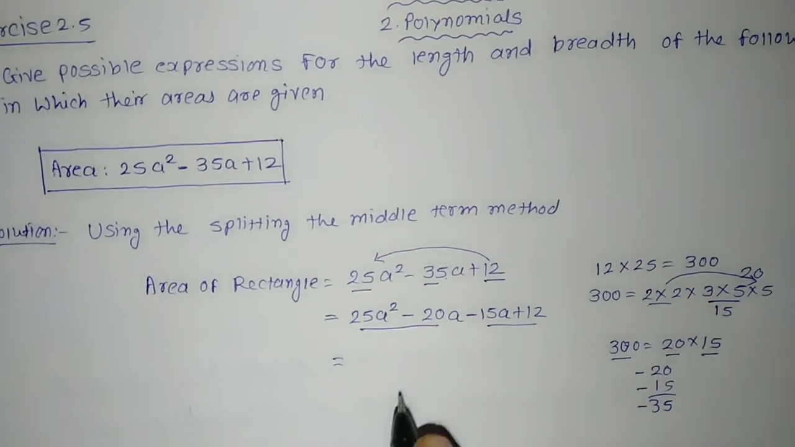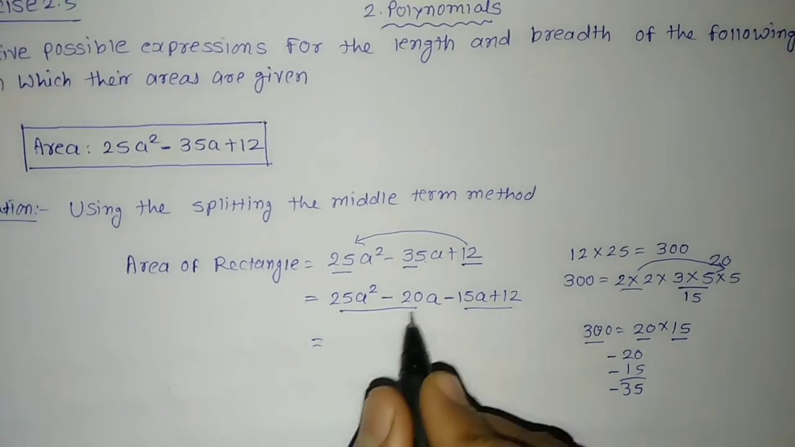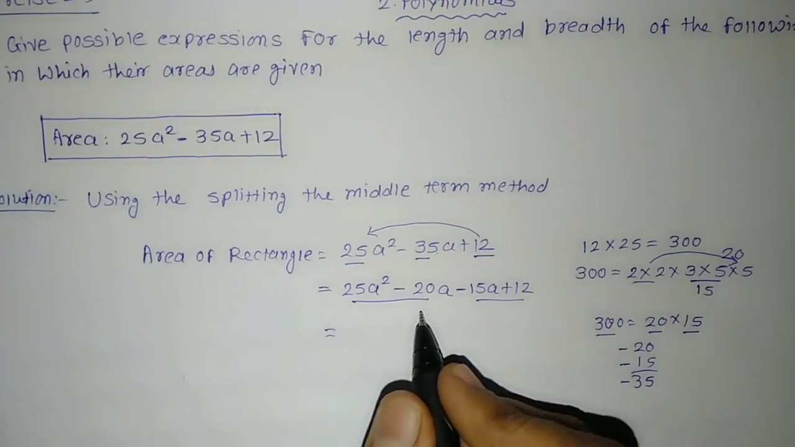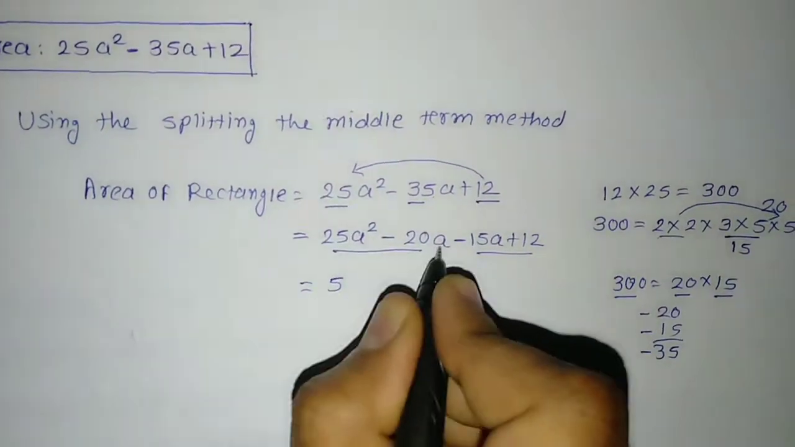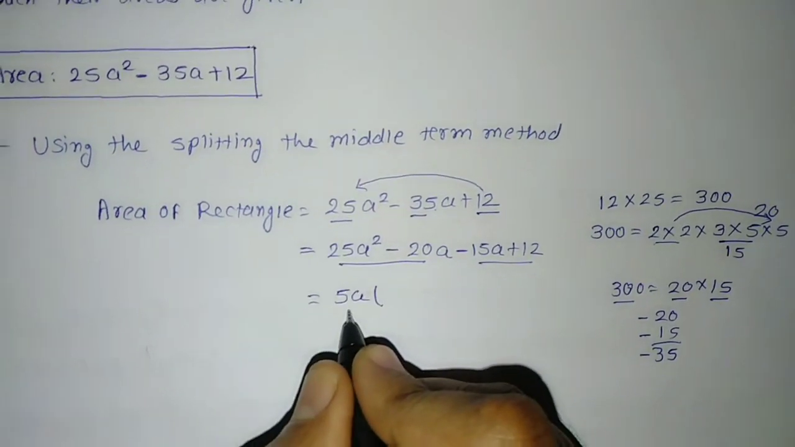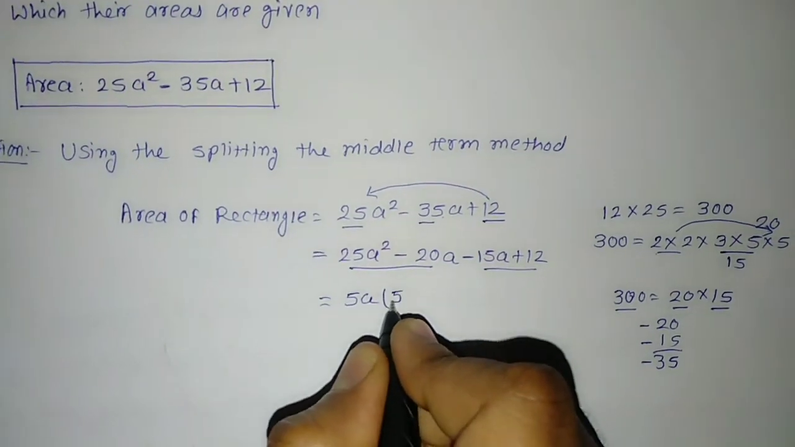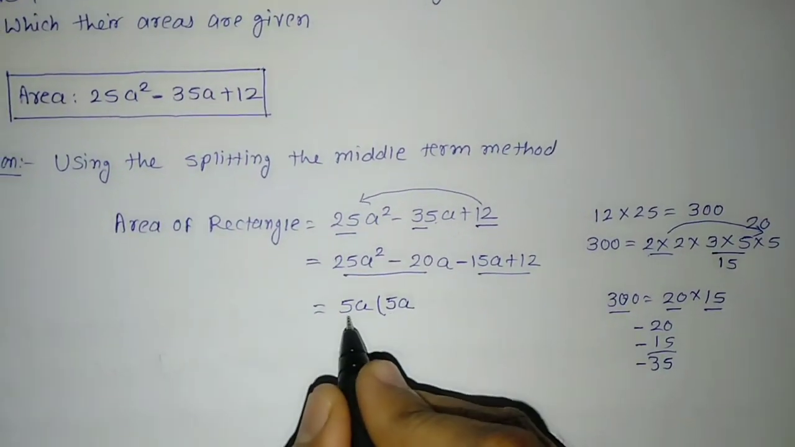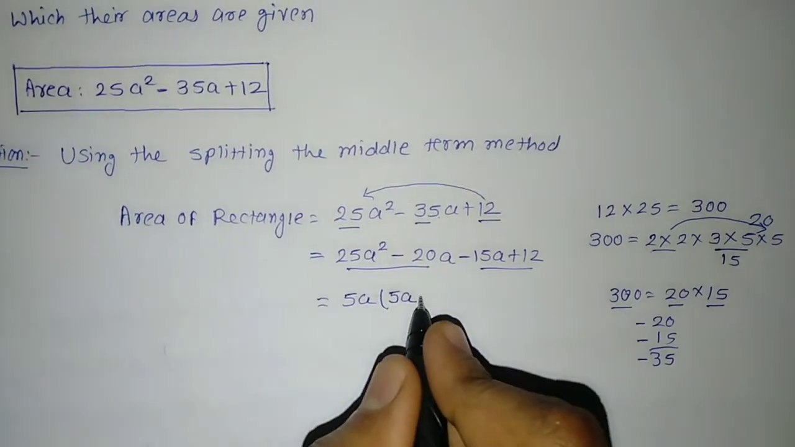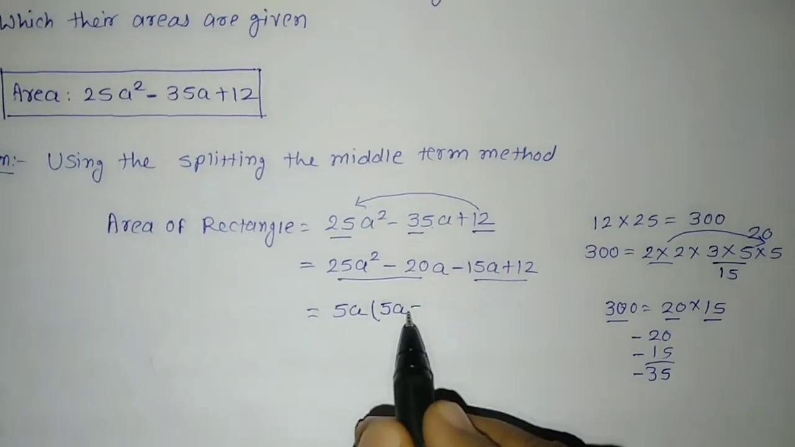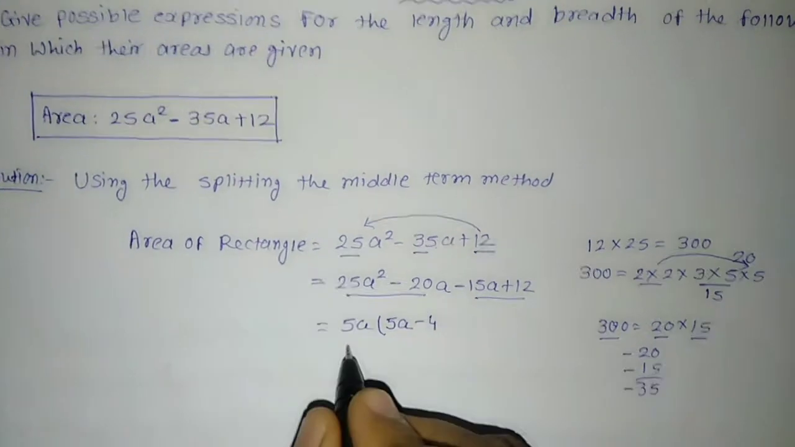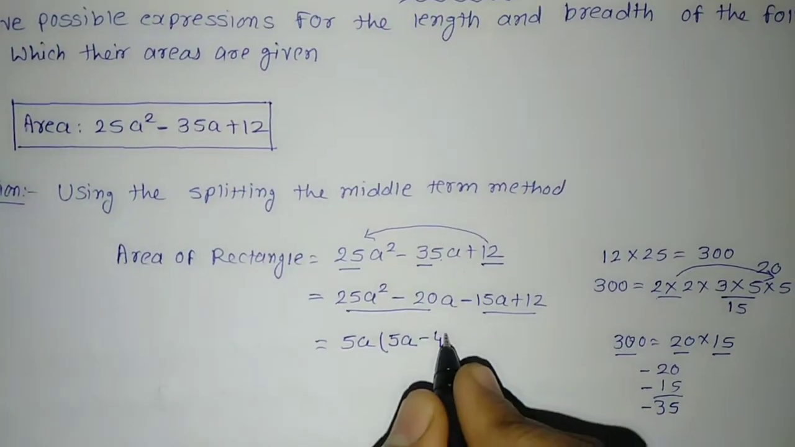Then we know what would be the common out of these two: 25 has factors 5 fives, and 20 is 5 fours. So I will take 5 common. Out of these two, a is also common. So what is remaining? 25, 5 has gone out, so remaining is 5 into a. 5 fives are 25, into a is a square. Here this is minus sign. Already this 5 has gone, so what is remaining? It is 4. A has already gone out, so only 4 remains.